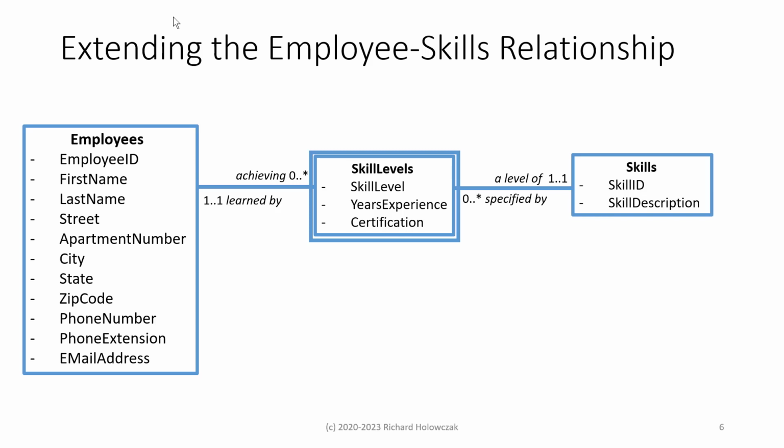They might have 5 years of experience with Python programming and maybe even hold a Python programming certification. All of these things can now be captured by this model. Again, we can play around with the verb phrases here, but it roughly reads: one employee may be achieving many skill levels, and one skill level must be learned by one employee. From the other side, one skill may be specified by many skill levels, and one skill level must be a level of one and only one skill.